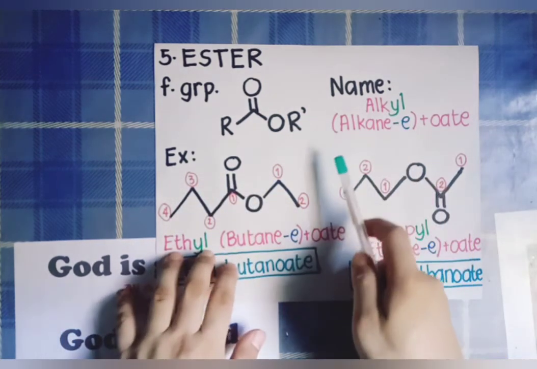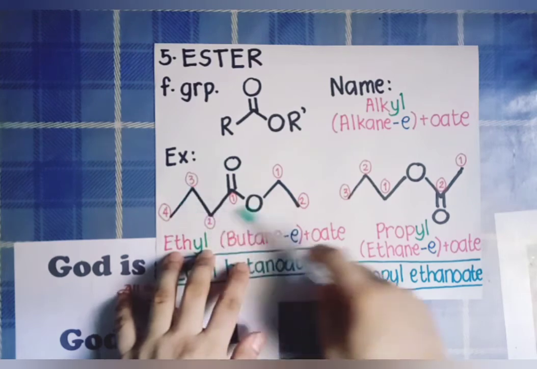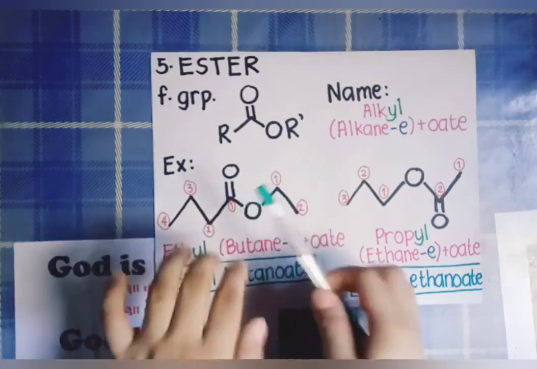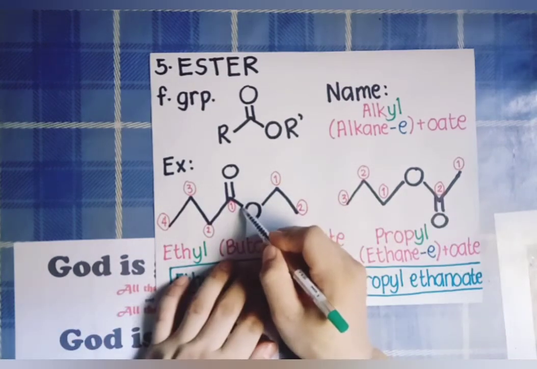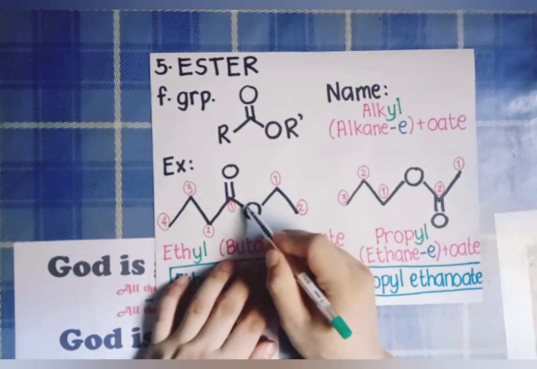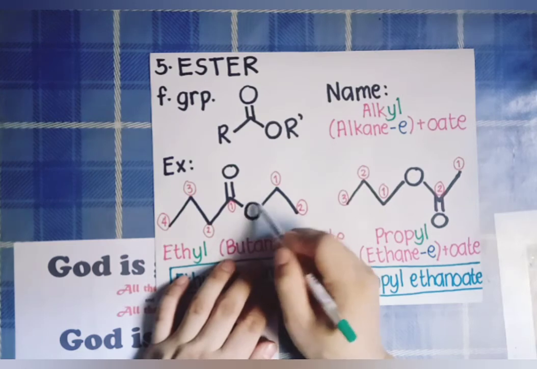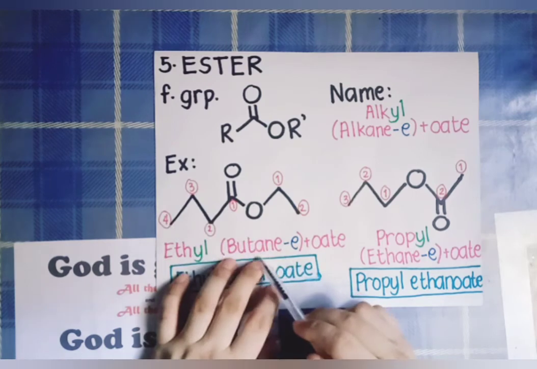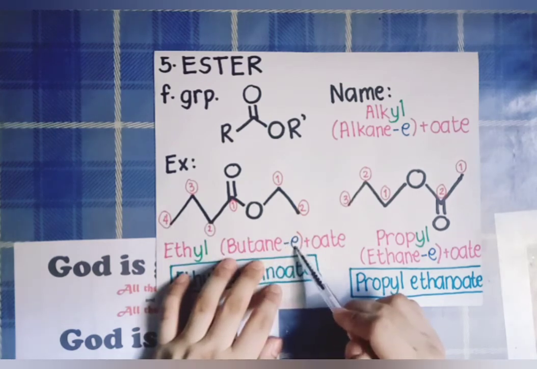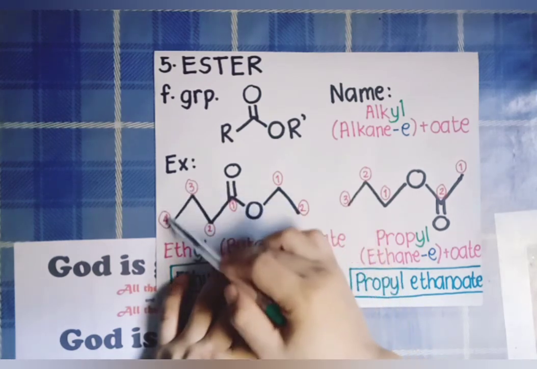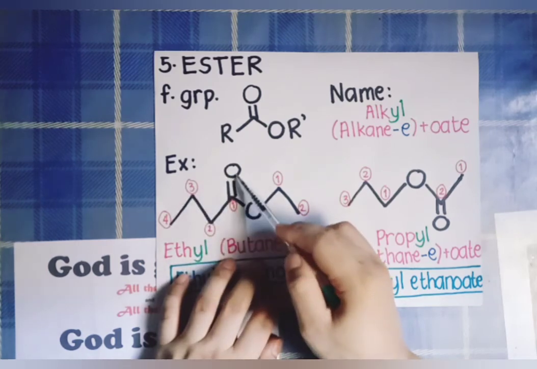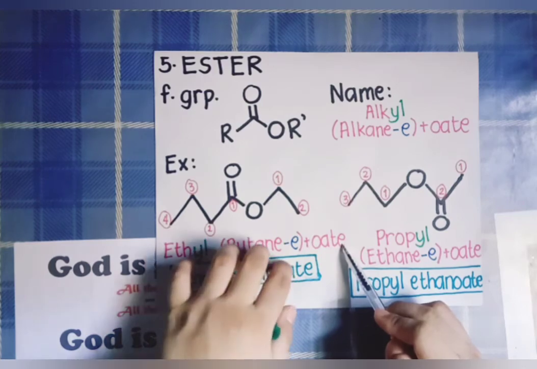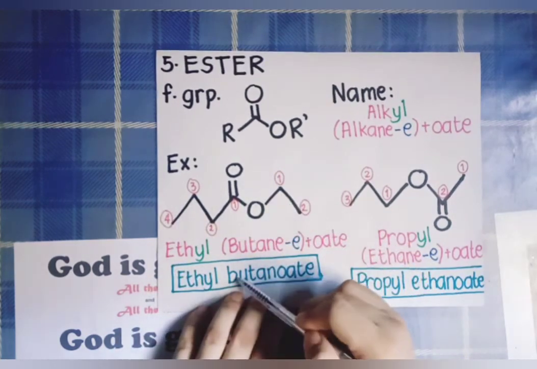For the second part of our organic compound here, we have 1, 2, 3, 4. This one is not a carbon atom. These lines here are actually bound to oxygen. So we have 1, 2, 3, 4, so that's butane minus E. Plus, because this chain bears the C double bond O, this one will be suffixed with oate. And therefore, the name of this compound is ethyl butanoate.